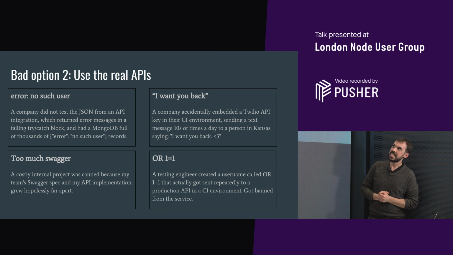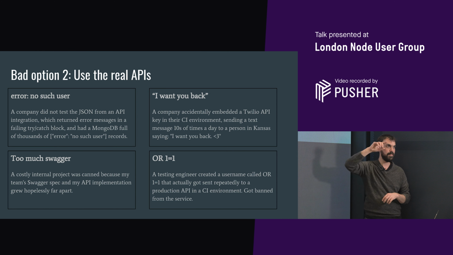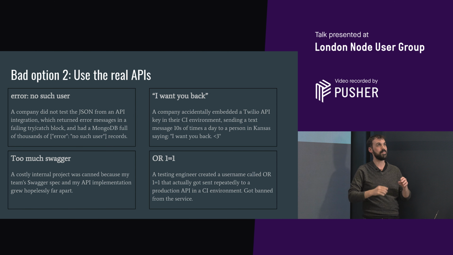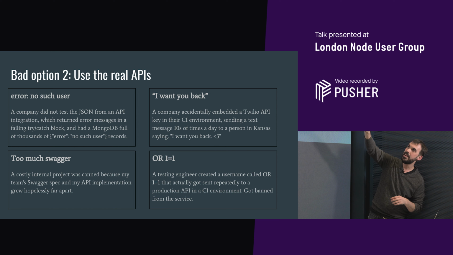What's a lot less nice, error no such user. So a company did not test JSON from an API integration, which returned error messages that just said that. And in a failing try-catch block, they had a finally block that still persisted that. So every single user's profile was exactly what just happened in the back. Thank you. The timing was impeccable. We planned that beforehand, and you totally nailed it. So every profile was error no such user.